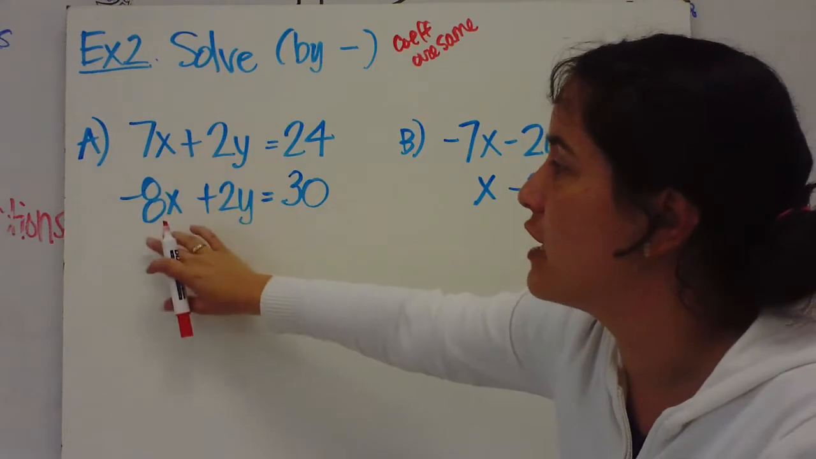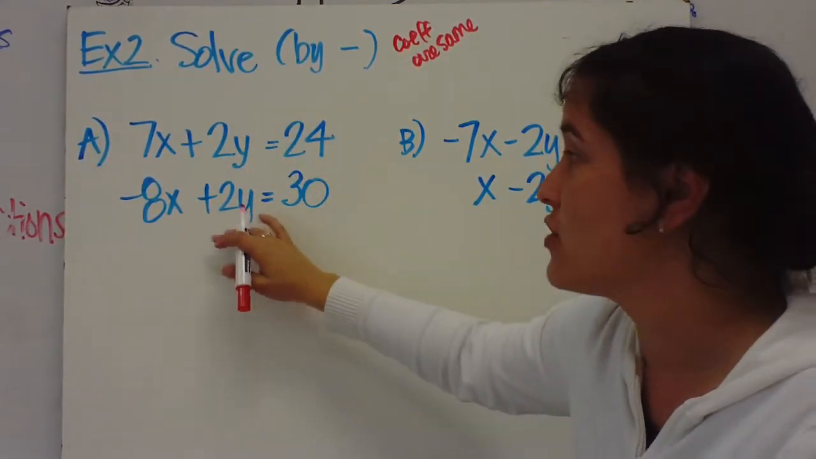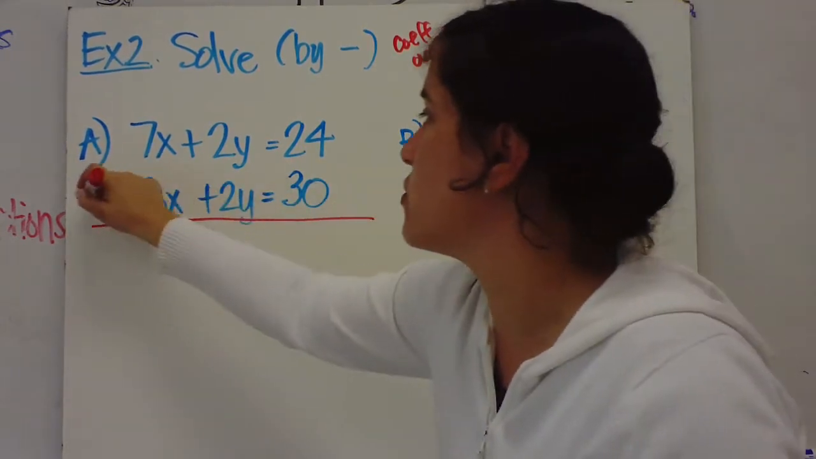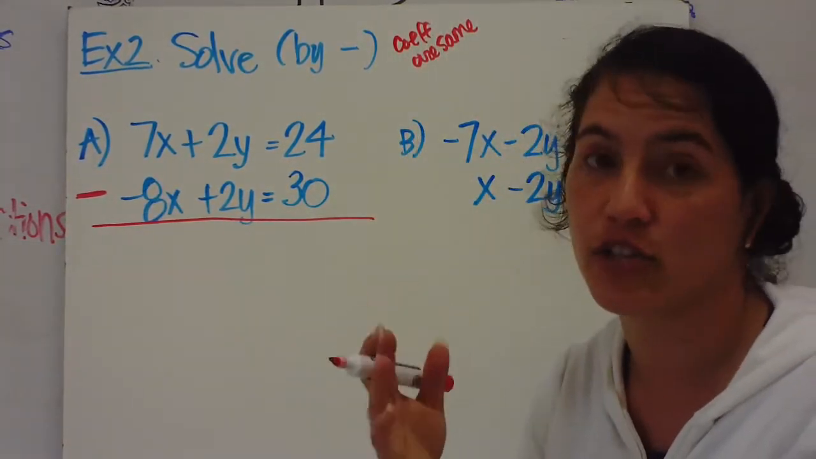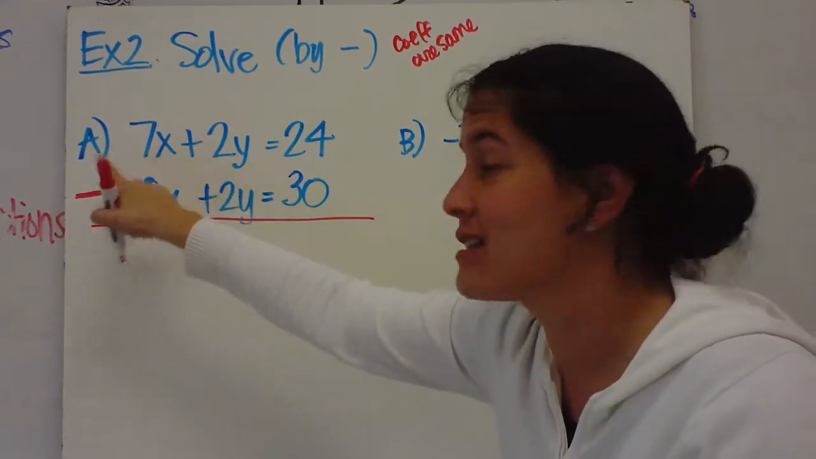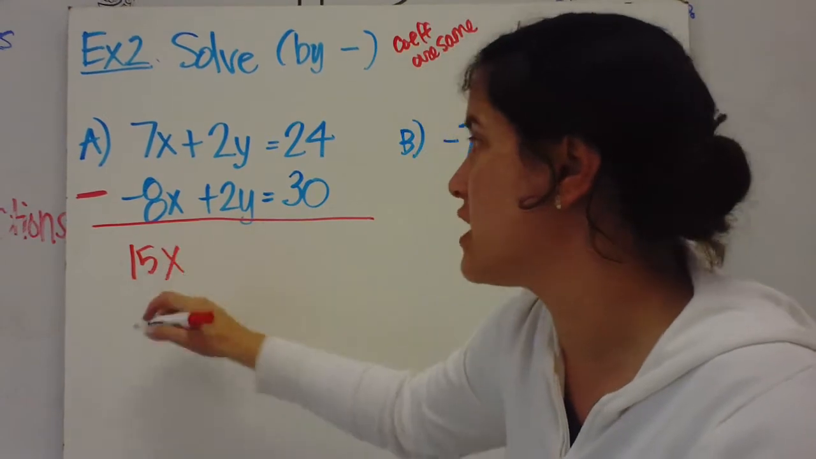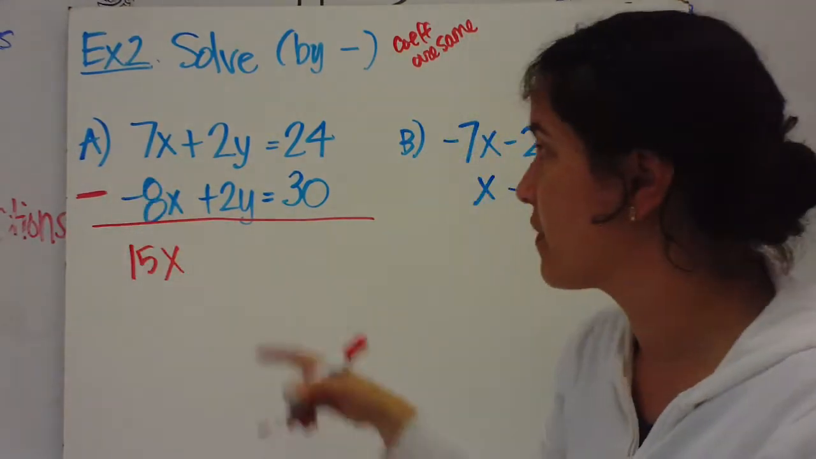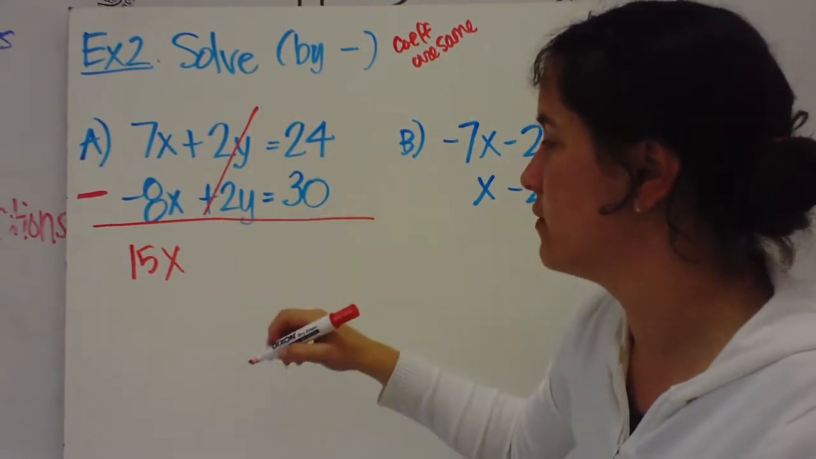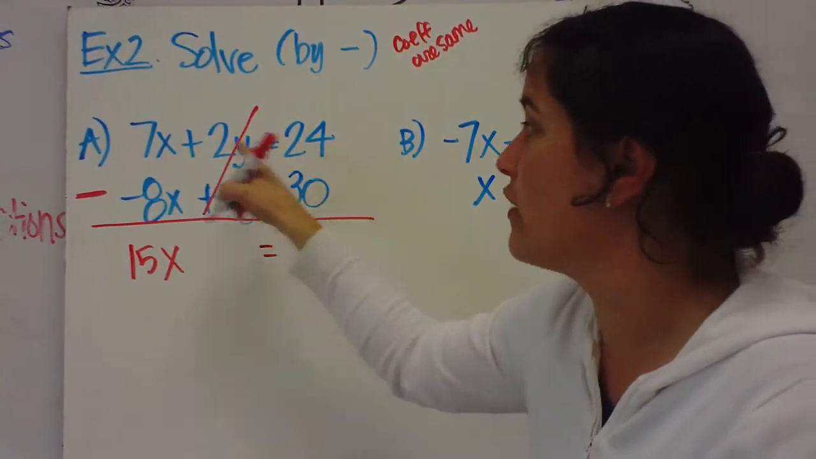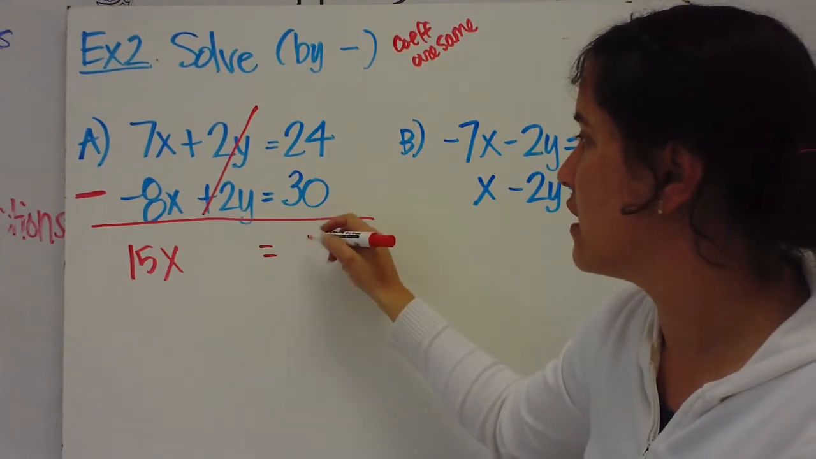Over here I have a 7 and a negative 8. That doesn't really help me, but I have a 2y and a 2y. So to solve this, I'm going to subtract the equations together. So make sure you listen carefully. 7x minus negative 8x is going to give me 15x, because minus a negative. 2y minus 2y is 0. And 24 minus 30 is negative 6.